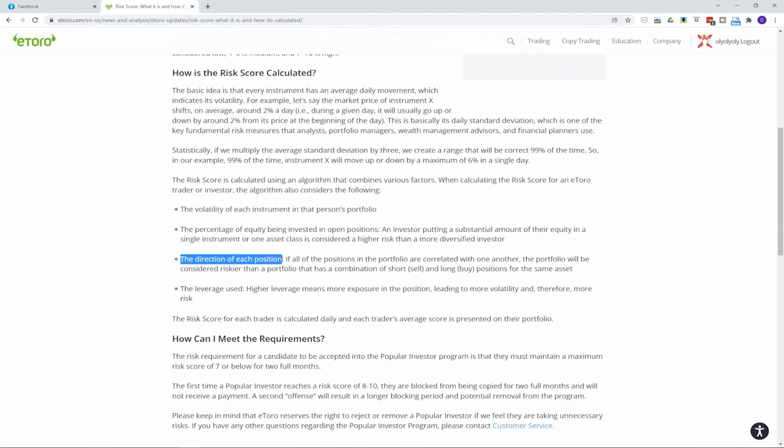So the next factor that affects the calculation is the direction of each position.